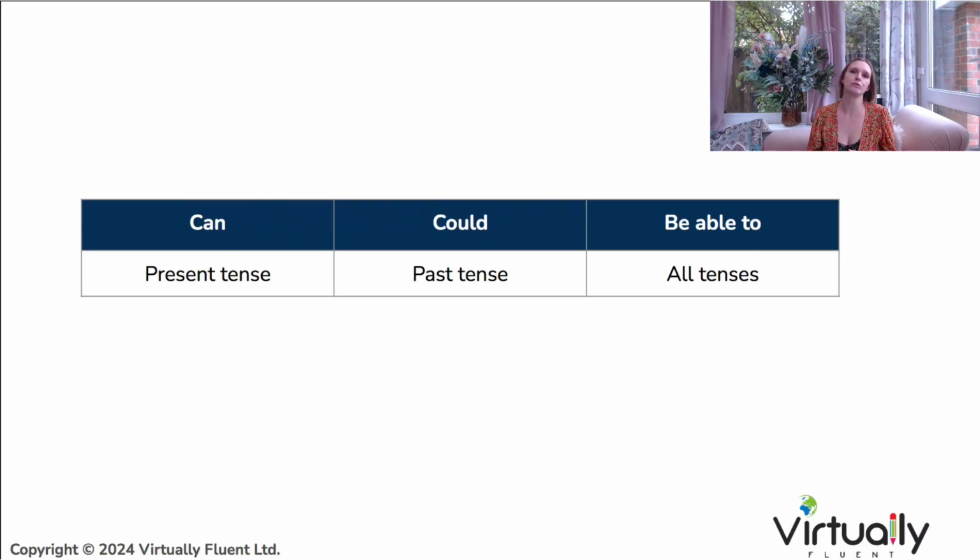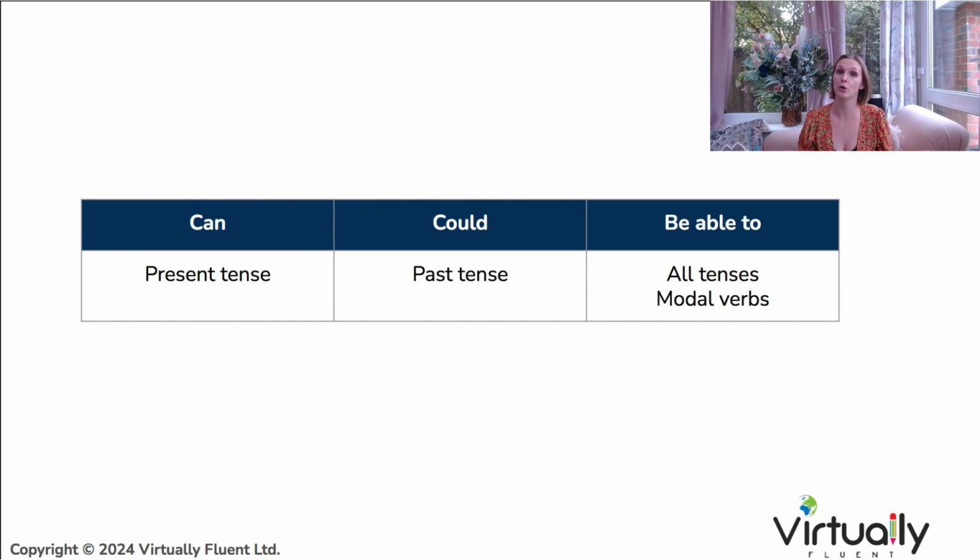So let's put all three of these verbs together so that we can really clearly see the differences and similarities. The key thing really is the tenses in which these three verbs can be used. Can generally talks about present tense, present abilities. Could generally talks about past tense, past abilities, whilst be able to is completely flexible and can be used in any tense in English. Remember that be able to is your only option if you have special verb structures like want to or other modal verbs.